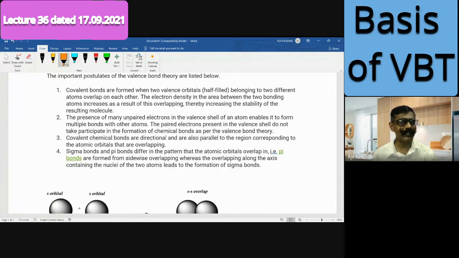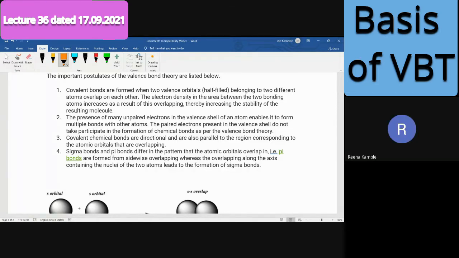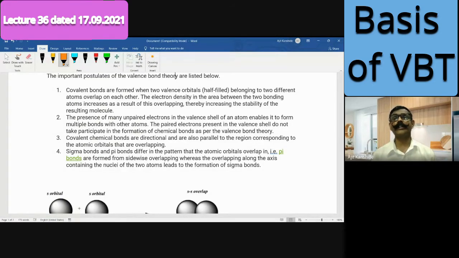Which examples did I give for multiple bonding? Oxygen and nitrogen. Exactly. The third postulate is about the directional approach of the covalent bond, because of which a particular geometry will be there for the molecule where covalent bonding is present. And the last postulate is about sigma and pi bonding. When a sigma bond forms and when a pi bond forms depends on the difference in interaction, the difference in overlap.